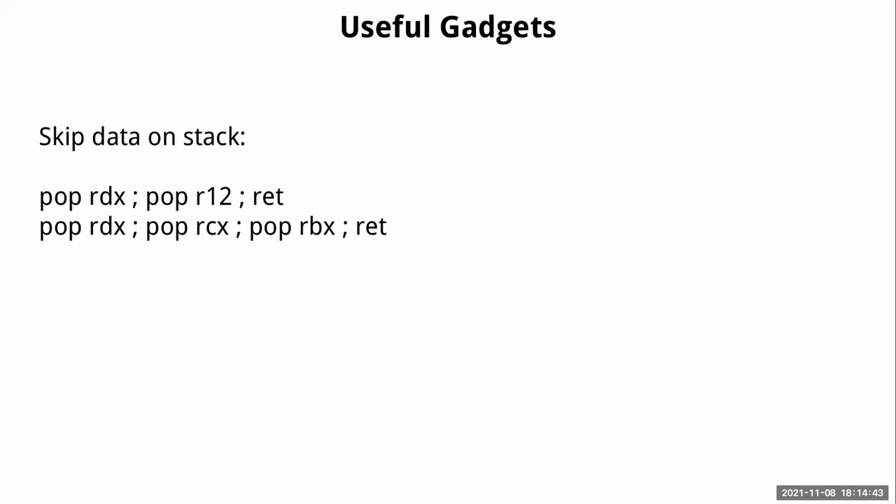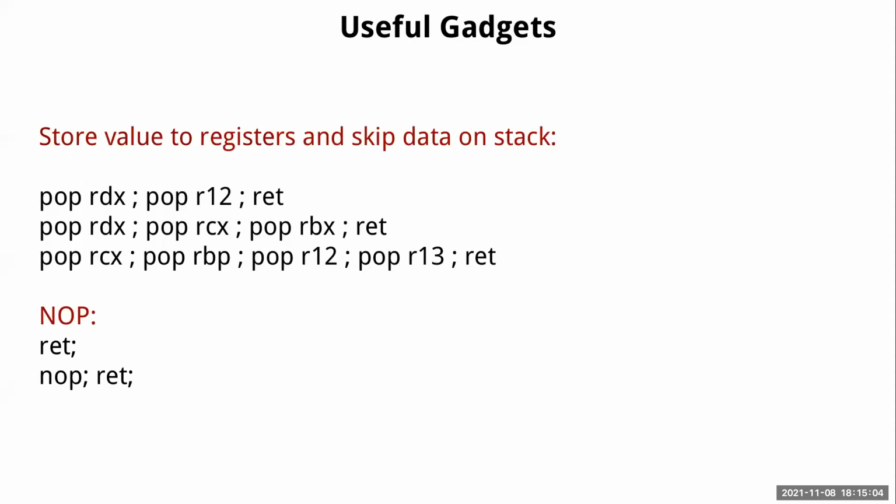So first of all, you can simply skip down on the stack, and you can do a pop. If you don't care about the value of RDX, you're basically skipping items on the stack. What we did just now is similar to this, like a ret. Also, if you want to store some value to the registers and skip on the stack, those are also some benefits you can use.